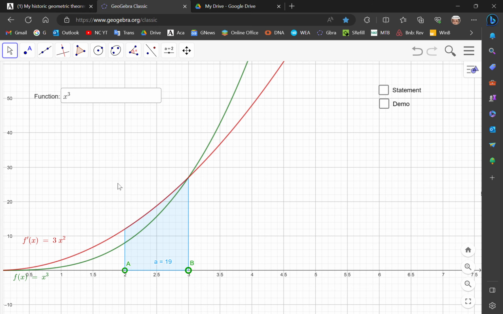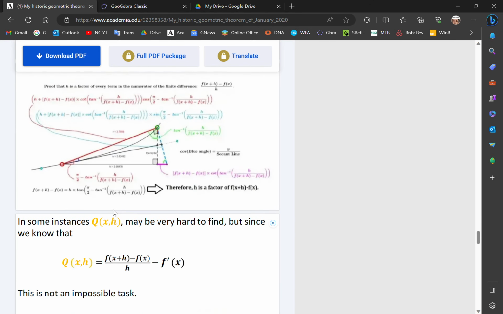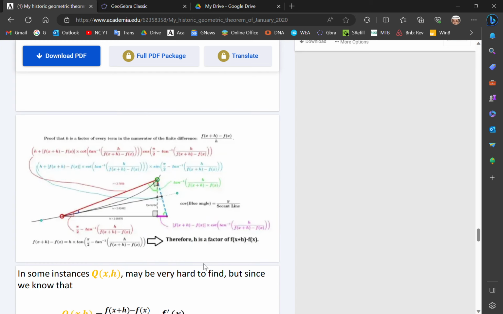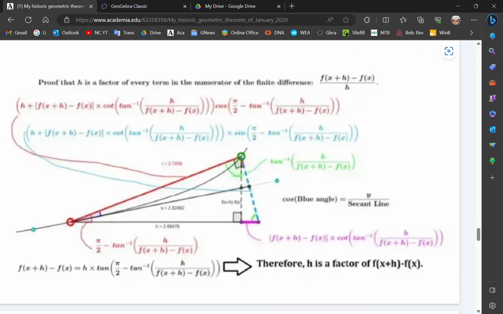I don't want to ramble on and on. I'm going to place a link to my historic theorem, which also explains in this slide here a general proof that h is a factor of f of x plus h minus f of x. Now, some people don't know what a factor is, so look it up. It doesn't necessarily have to be an integer, by the way. It can be any magnitude or what is commonly thought of as a real number. So you can see very clearly that it doesn't matter what function you have, h will divide the left-hand side, which is f of x plus h minus f of x. And so that's pretty much it.